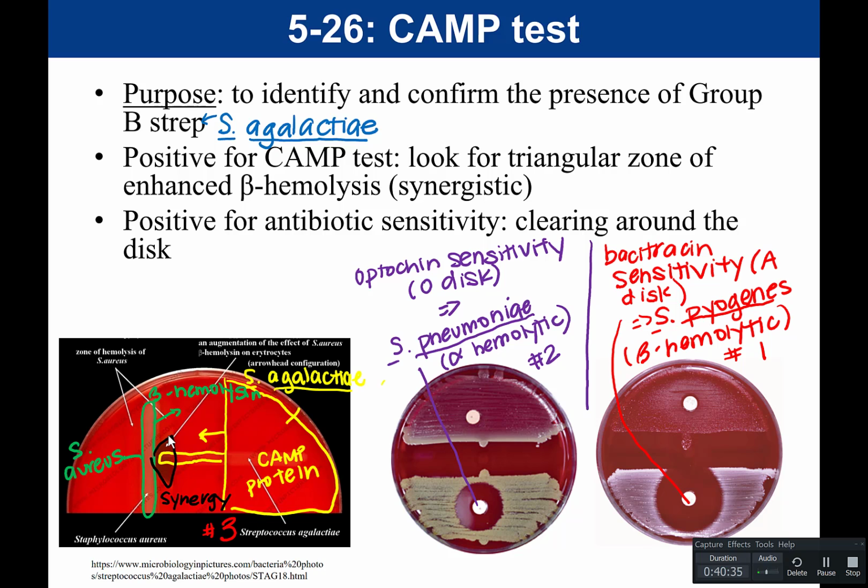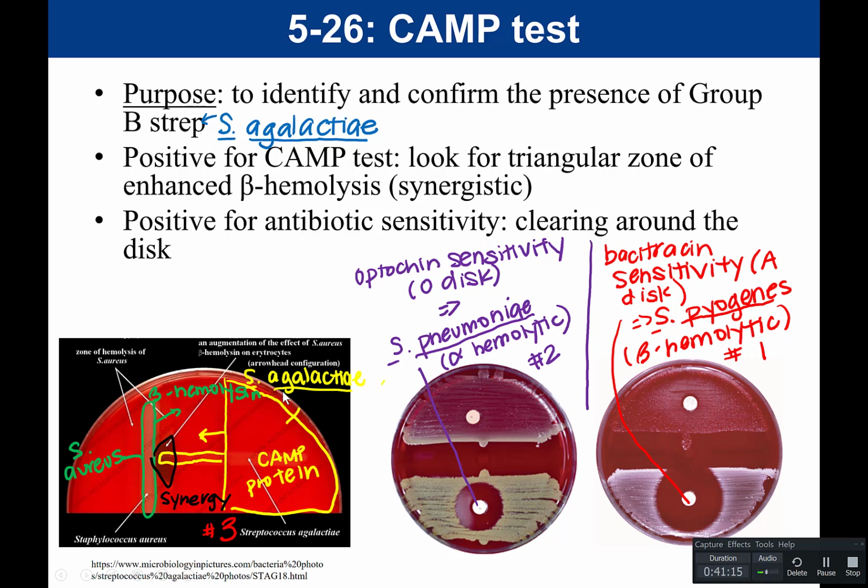So when we do this test, we had 5 unknowns. Those were the 5 Streptococcus species that I talked about. And number 3 is the one that is CAMP positive. If we look at the plate for number 3, we would see this triangular clearing. And that tells you that it's CAMP positive. CAMP positive would be Strep agalactiae. And so that's what you're looking for. You're looking at this synergy between Staph aureus and the CAMP protein that's produced by Strep agalactiae. And so you get this extra triangular clearing here.